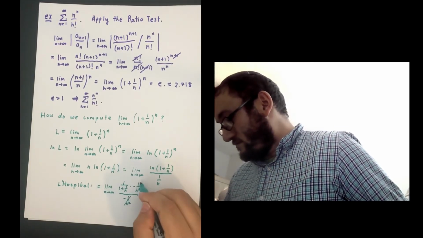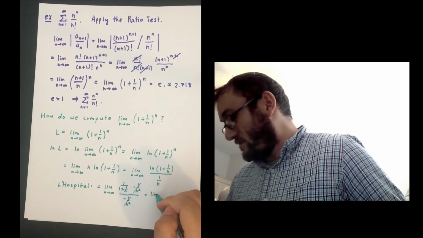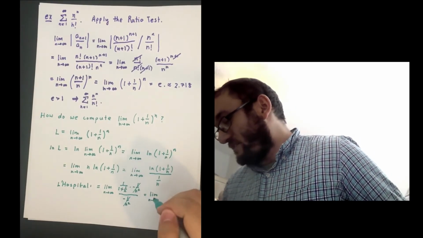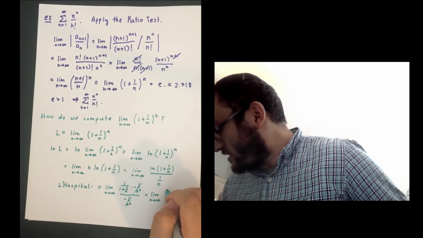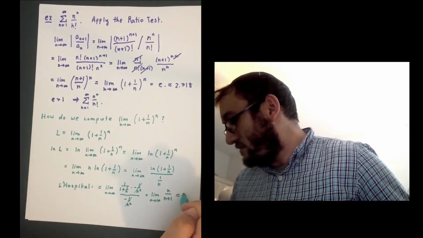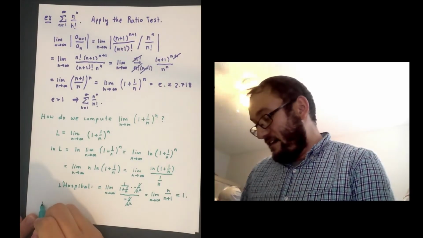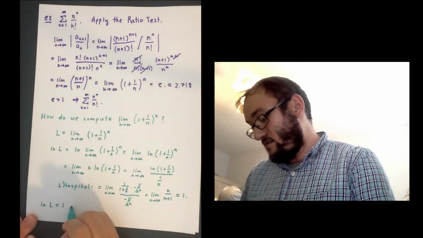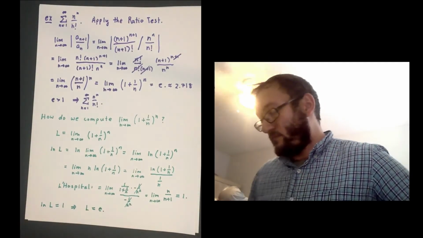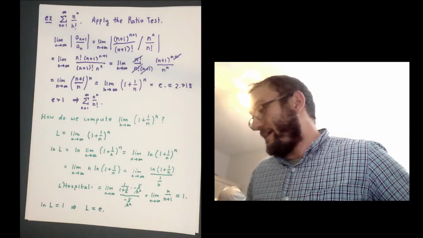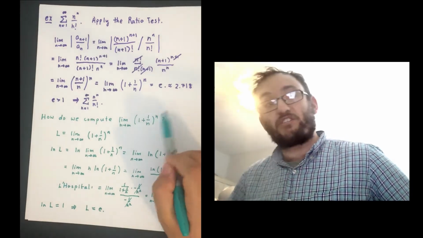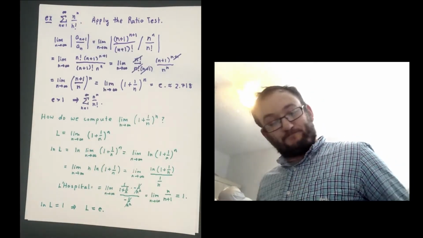These two cancel, and we're left with the limit as n goes to infinity of 1 over 1 plus 1 over n. And if we simplify that fraction, it's going to be n over n plus 1. And this is clearly 1. So if log of L equals 1, that means L equals e to the 1, or e. That's one other way to derive the value of that limit. But fair to say, when you see an expression that looks like this, start thinking about e.